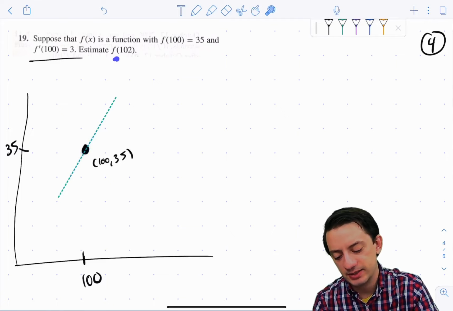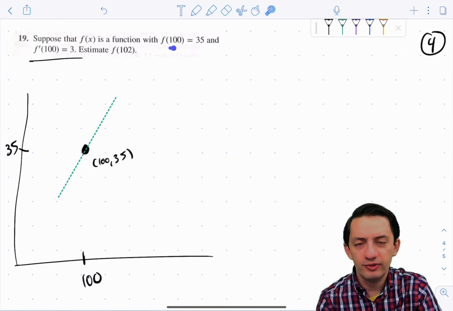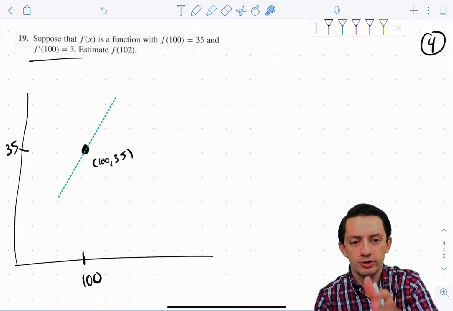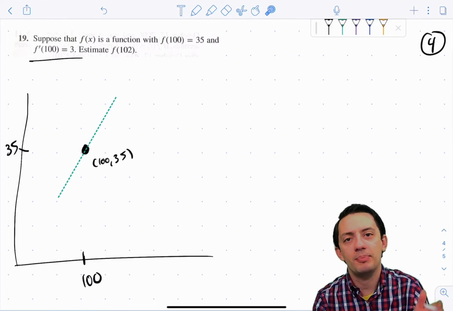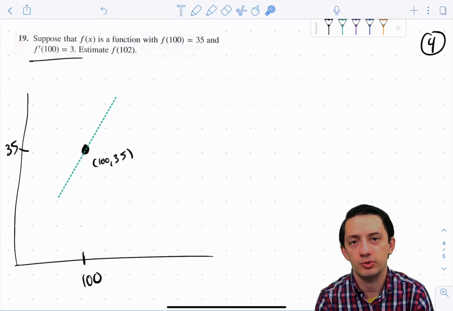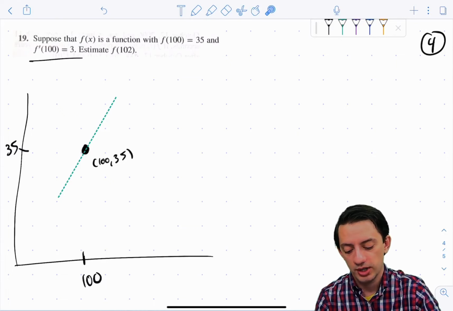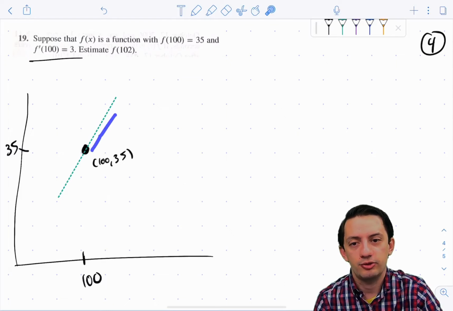So how are we going to estimate f of 102? We know our value at 100. The question is, if we're going 2 to the right, from 100 to 101 to 102, what happens to my value? And of course, I just drew a couple of different pictures for the function. We don't know which one is the real case. But with this information, the best we could possibly do is extrapolate from this information.